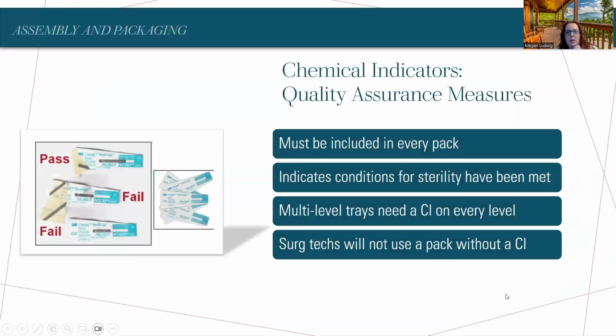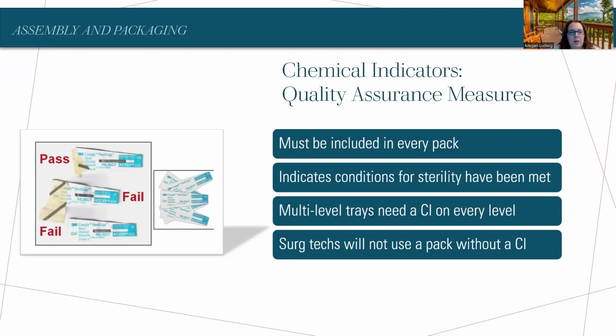So I mentioned the chemical indicators there. You could see one at the beginning when they were packaging that implant tray, actually. Some look like this. These are called chemical indicators. It's a type of quality assurance measure. It is making sure that that particular tray went through the sterilization process. Now, it does not indicate that sterility has been met. It is a common misconception.